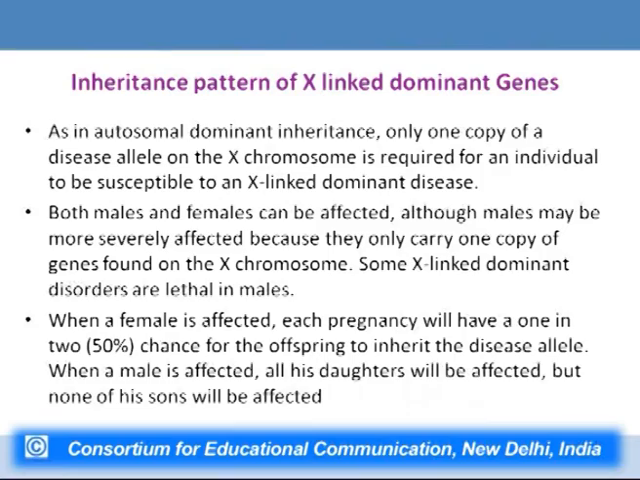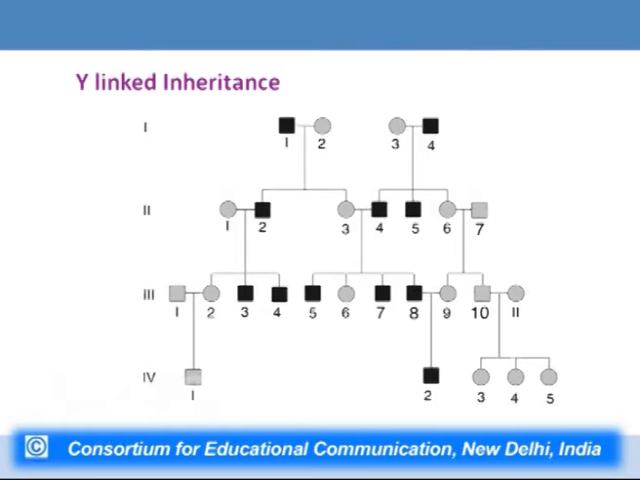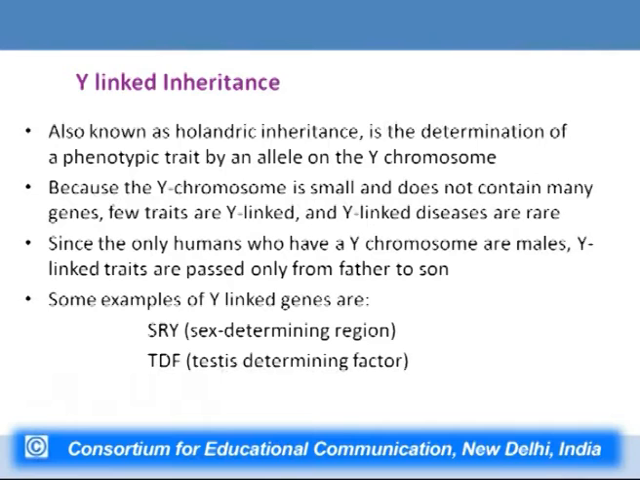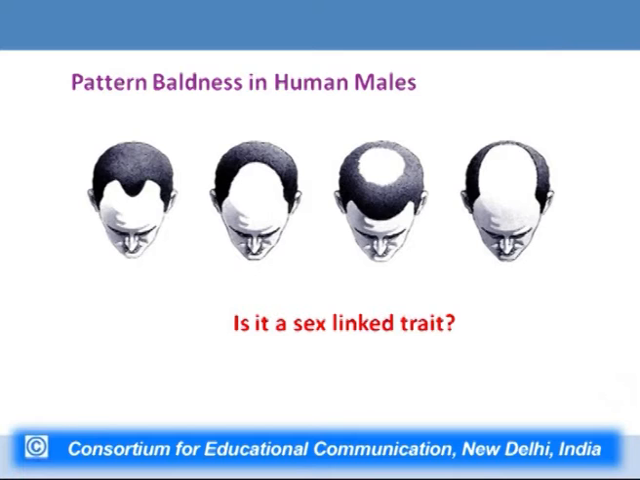So this particular plate shows the inheritance pattern of Y-linked genes, which transmit from father to son. It can only be transferred to males and only from father to son. Y-linked genes are also known as holandric genes, and they are basically located on the Y chromosome. The Y chromosome has a very small number of genes like SRY and TDF, and these are always passed from father to son.